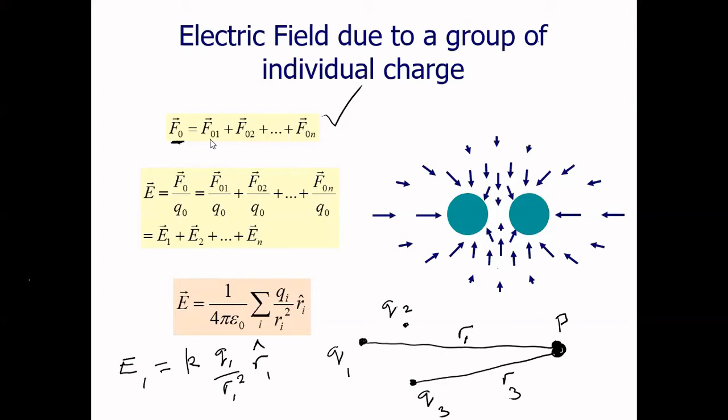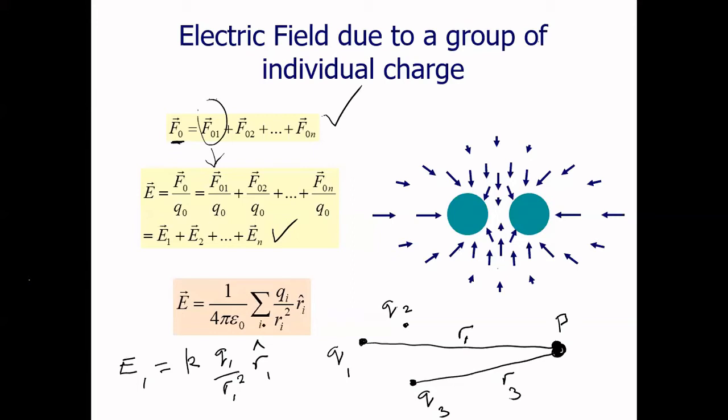Now, if you look at this, this force is just the same as the force per unit test charge. The electric field by definition is force per unit test charge. Are we together? So each of these can be written like this, if you want to express it in terms of electric field. So in short, the force per unit charge is basically the electric field. So it means that the electric field also obeys the principle of superposition.